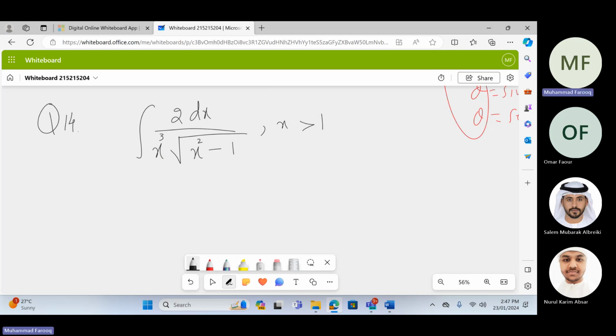And what is dx? Secant theta tan theta d theta. So in the numerator, you will get 2 times secant theta tan theta, and in the denominator, you will get secant cubed theta. Inside the root you get secant squared theta minus 1. All x will change by secant, don't keep any x. All will change to a trigonometric function.